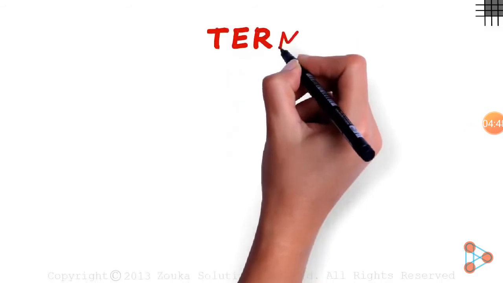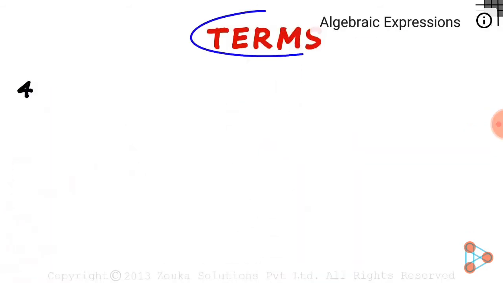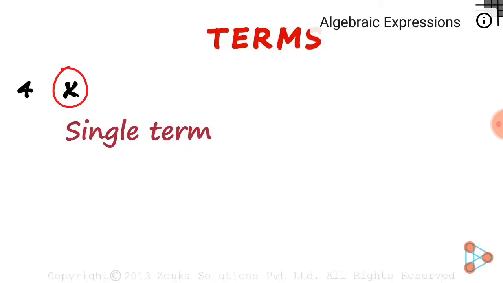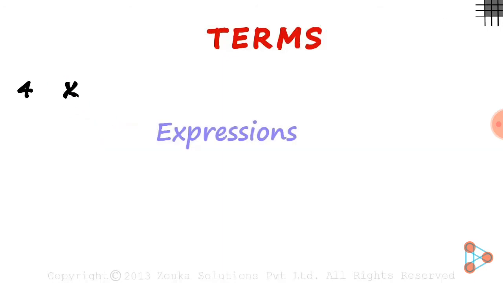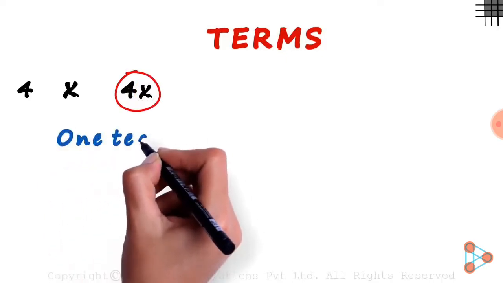Another important concept in algebraic expressions is the concept of terms. Look at the number 4. Yes, it is a term. What about the variable x? Yes, this is also a single term. Now let's look at a couple of expressions. Like 4x, two terms are multiplied here, 4 and x. Does this mean these are two terms? No, this is just one term.